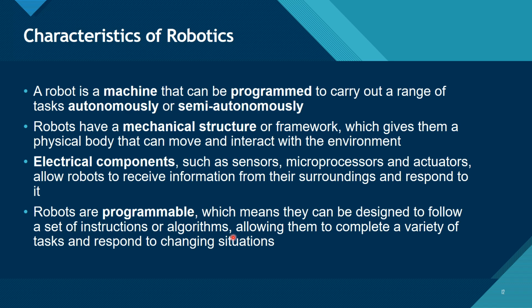Robots are programmable, which means they can be designed to follow a set of instructions or algorithm, allowing them to complete a variety of tasks and respond to changing situations. So robots will basically have a mechanical structure, electrical components, and programs as well.